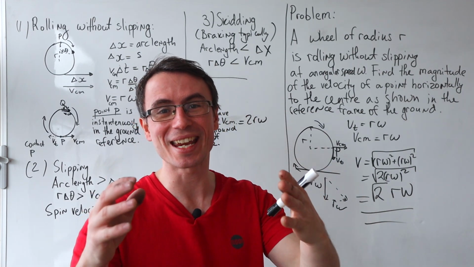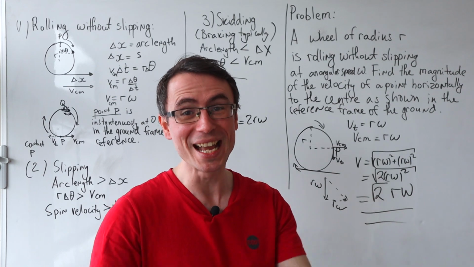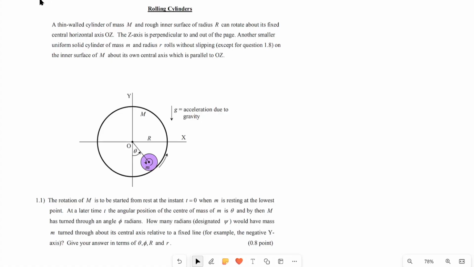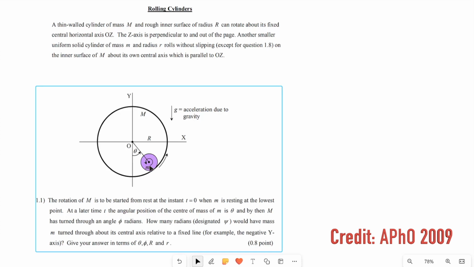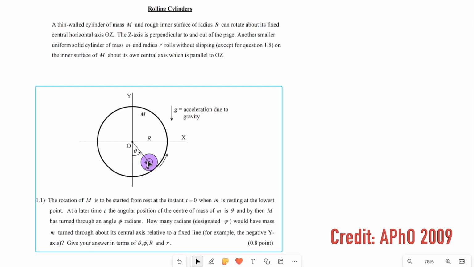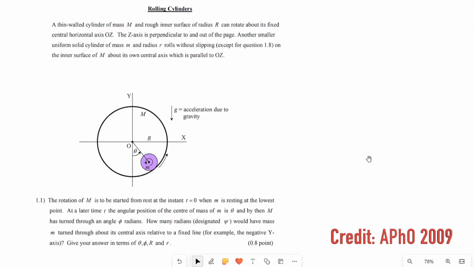Now let's have a look at a pretty difficult problem connected with this from the Asian Physics Olympiad. Look at this amazing problem. We have a cylinder within a cylinder. The bigger cylinder is called capital M, the lower cylinder is called lowercase m, and as the bigger one is rotating, the inner cylinder is also rotating without slipping. The rotation of M is to be started from rest at instant t equals 0, when m is resting at its lowest point. So initially the lower cylinder would have been somewhere here.